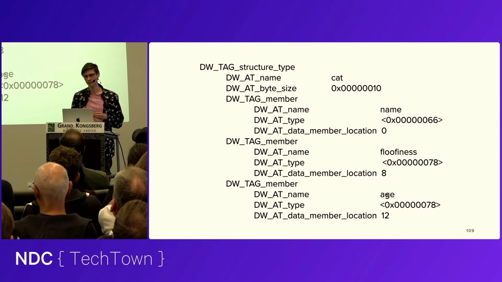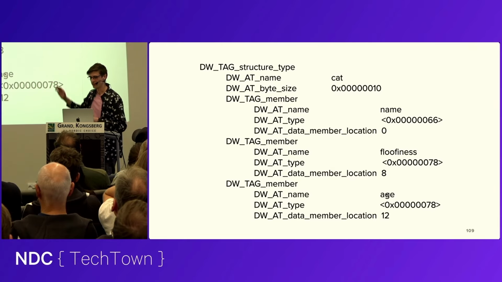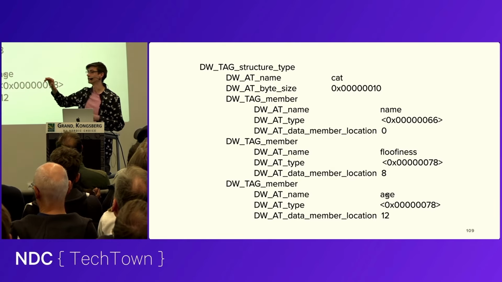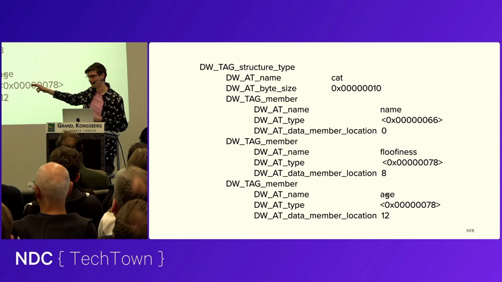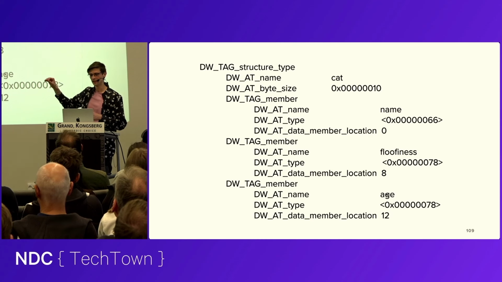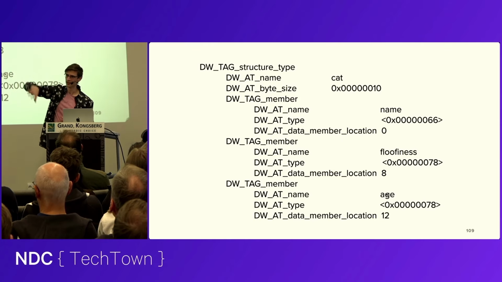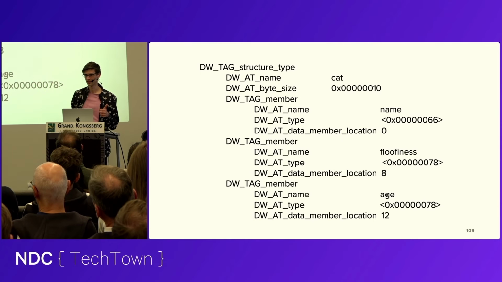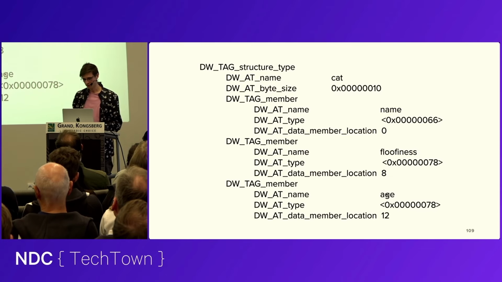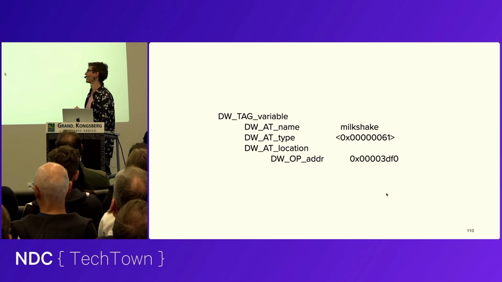We have information about each member: what its name is, what its type is, where it is in an object of this type. So the name field is at a byte offset of 0, and then byte offset of 8, and then 12. Make sense? Nice.